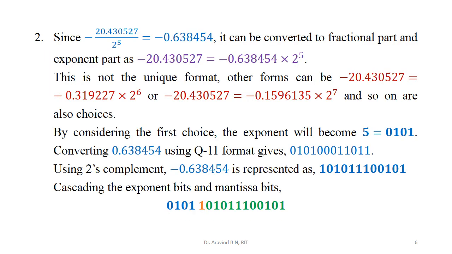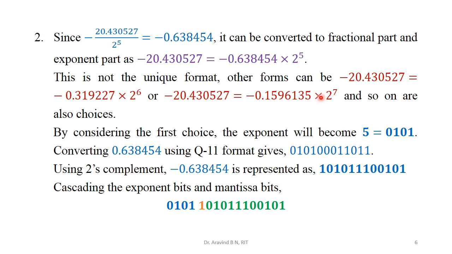Now let us get into the second one. The second one is minus 20.430527, the given value. Divide that by 2 to the power of 5. Again, remember 5 is not the only choice we have. We can have other choices like 2 to the power of 6 or 2 to the power of 7. Yes, we can have these choices also.